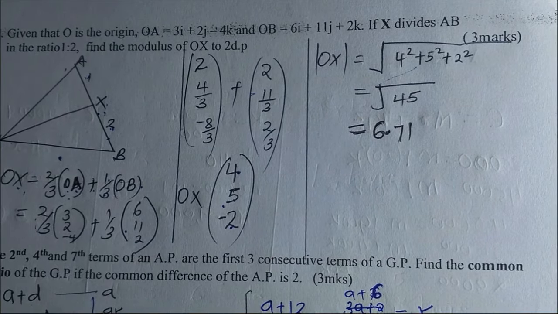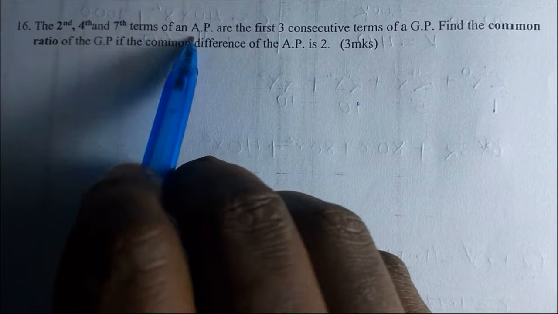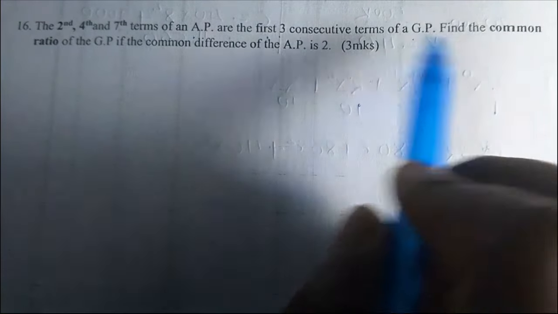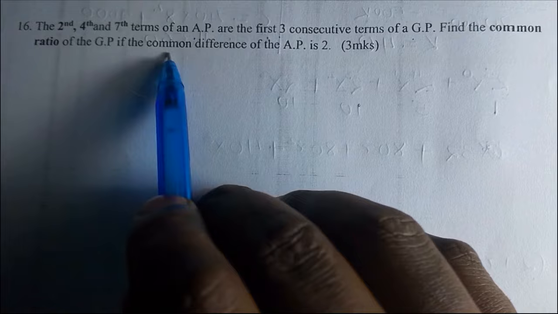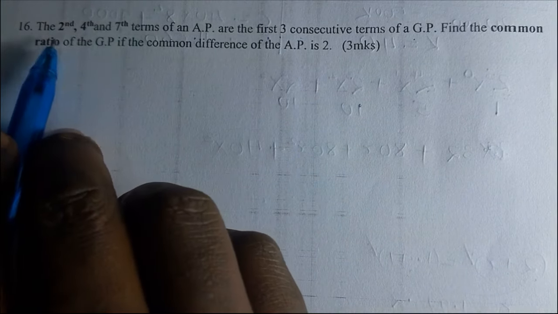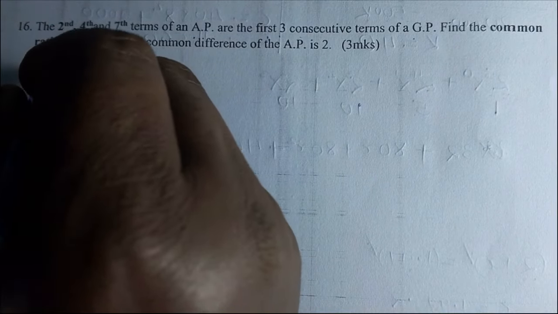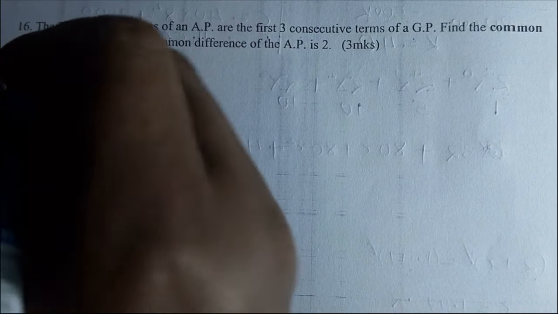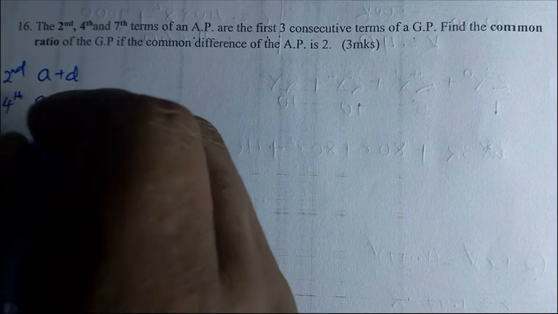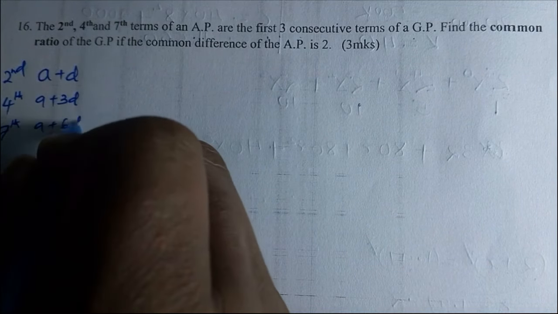The second, fourth, and seventh terms of an AP are the first 3 consecutive terms of a GP. Find the common ratio of the GP if the common difference of the AP is 2. So let's get the terms of the AP. Second is A plus D. Then fourth is A plus 3D. And then seventh is A plus 6D. That is the AP.